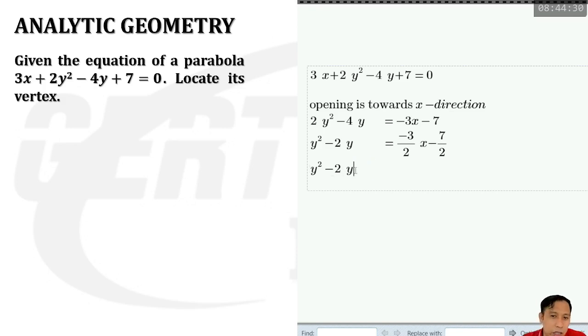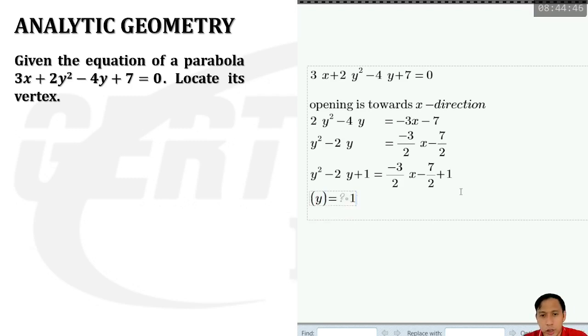Ano yung dapat i-add dito? Dapat i-add dyan is 1 na lang, di ba? To make it a perfect square trinomial. Okay? So, mag-add din tayo ng 1 dito, plus 1. So that this will become y minus 1 squared.